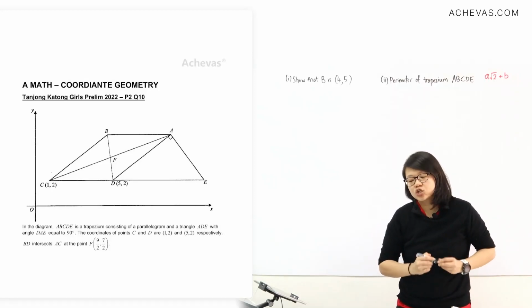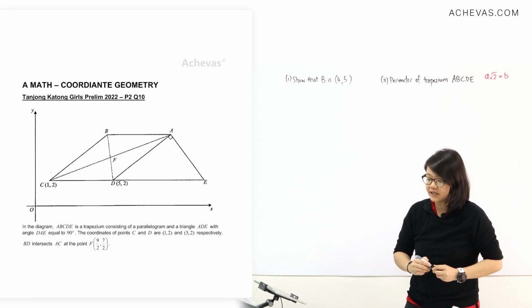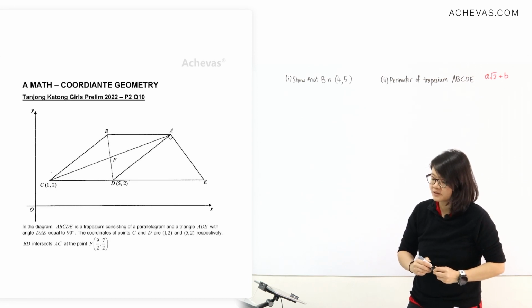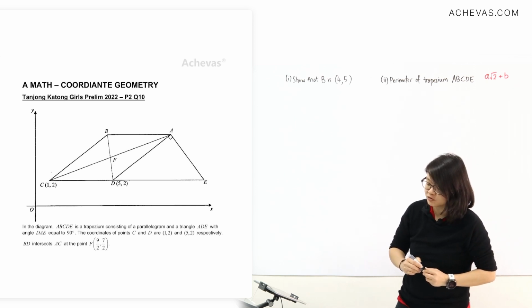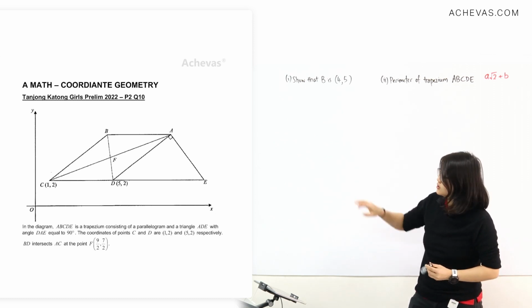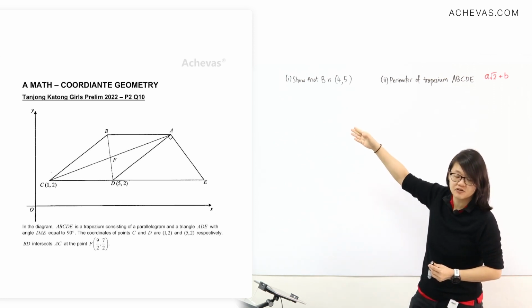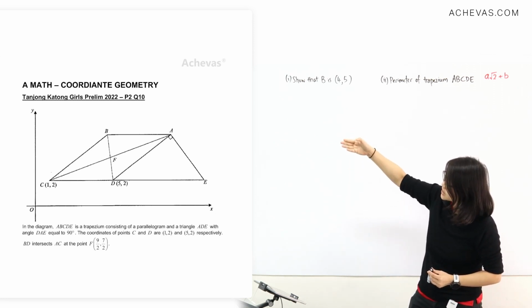Let's take a look at Katong Girls Prelim 2022 Paper 2 Question 10. In the diagram, ABCDE is a trapezium consisting of a parallelogram and a triangle ADE with angle DAE equal to 90 degrees. Let's just make sure all the information in the paragraph is in the diagram. The 90 degrees we can clearly see over there.